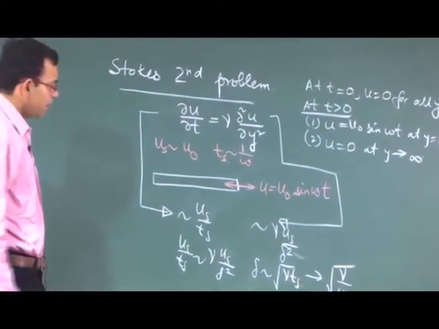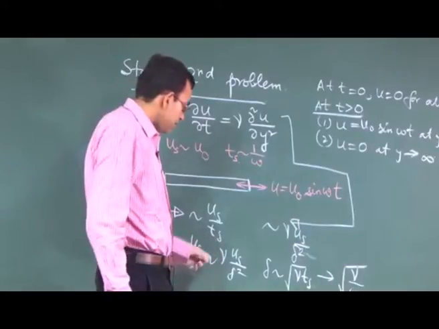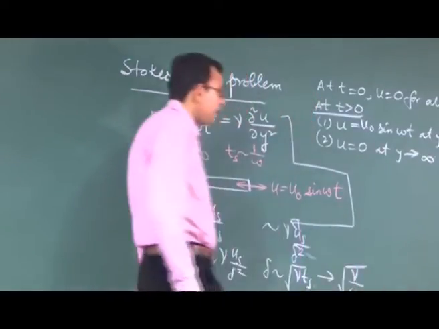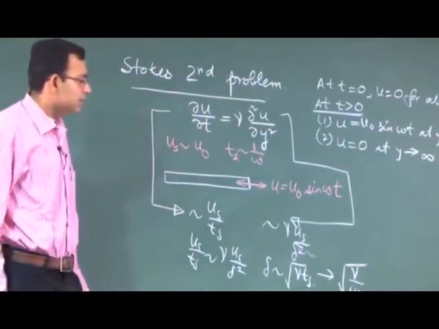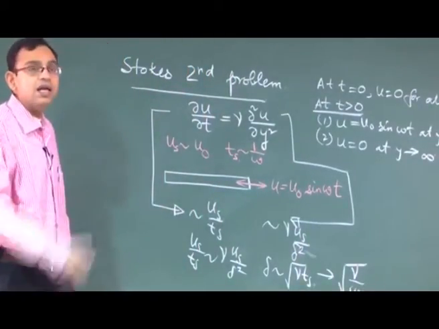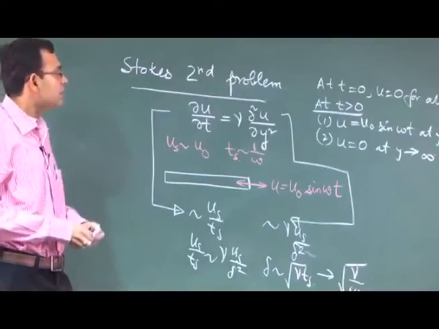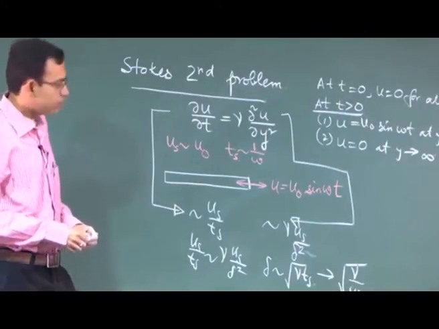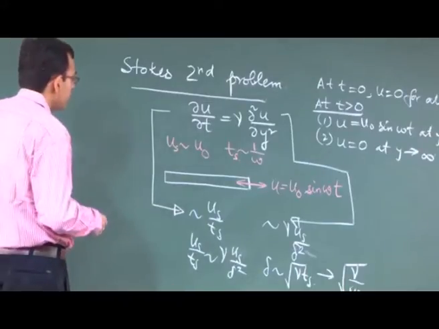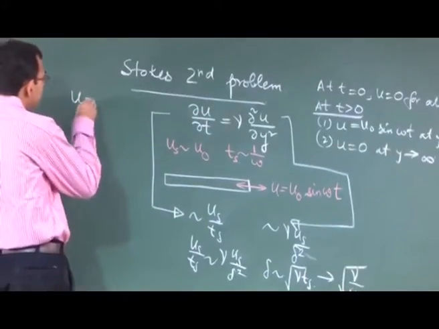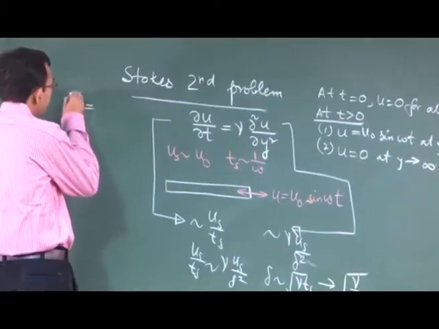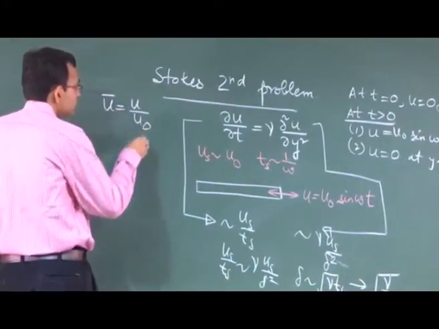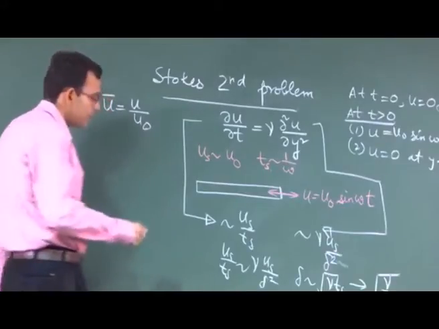So, we can say that the square root of nu by omega, as a natural length scale, governs the physics of the problem. Now let us normalize the equation. Let us write u bar equal to u by u0, or u by Us.